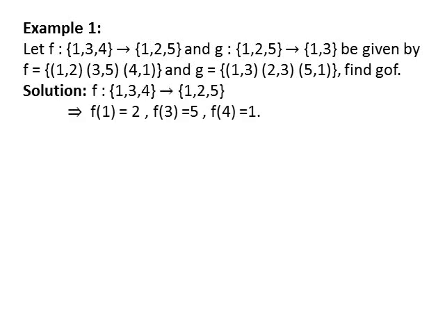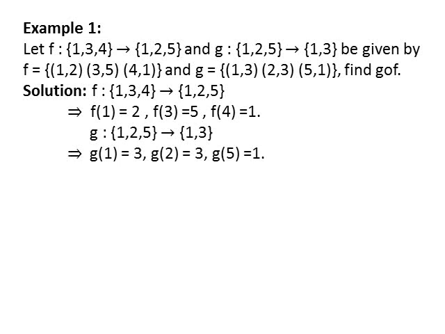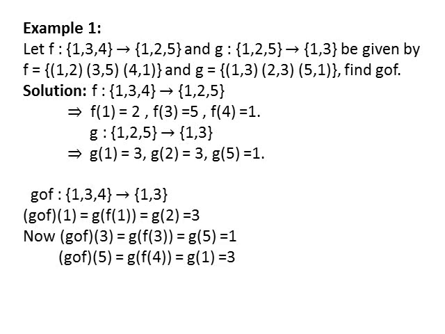Find g of f. As f contains the ordered pairs (1, 2), (3, 5), (4, 1), it implies that f(1) equals 2, f(3) equals 5, f(4) equals 1. In the same way, g(1) equals 3, g(2) equals 3, g(5) equals 1. As you can observe, the codomain of function f is equal to the domain of g. So g of f is defined here, and it is defined from the set containing the elements 1, 3, 4 to the set containing the elements 1, 3.